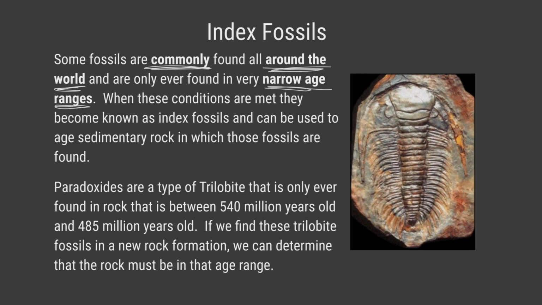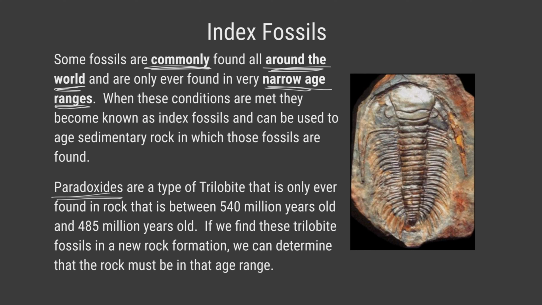So one example, there's tons and tons of different index fossils. One example is called the paradoxide. It is a type of trilobite, and that trilobite is found only ever living in rocks that are between 540 million years ago and 485 million years ago. These have been found all around the world.